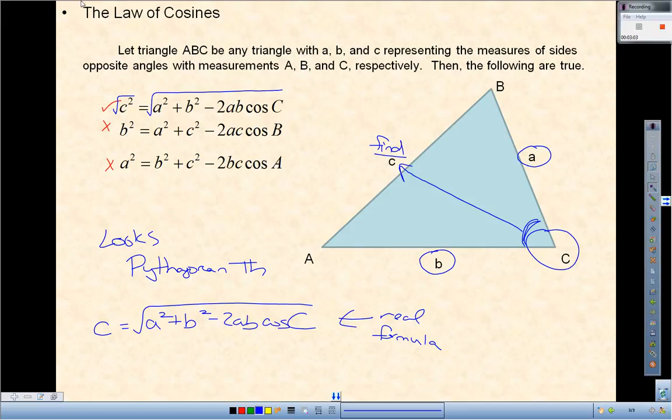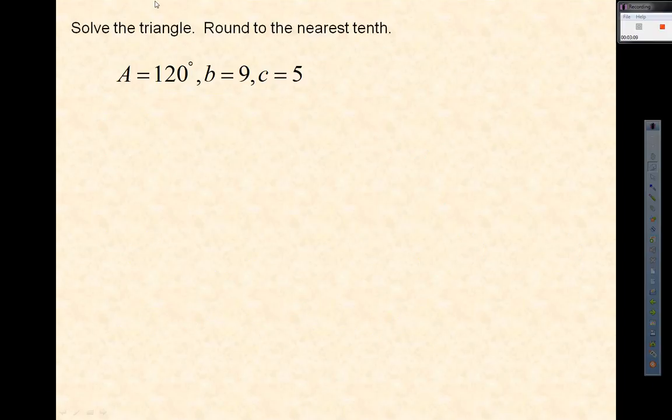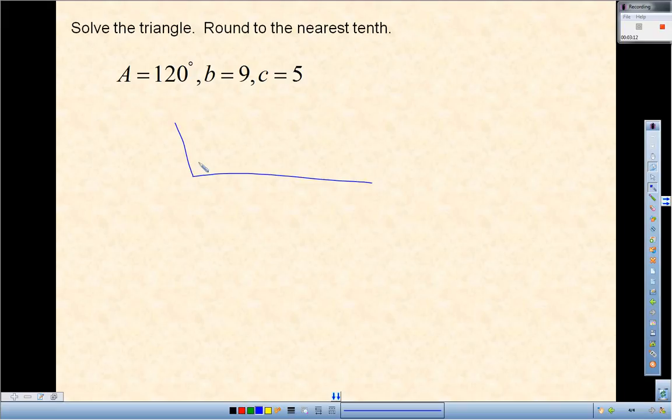Speaking of which, let's go ahead and look at an example. Let's say that I wanted you to solve the following triangle, and I tell you that angle A is 120 degrees. There's angle A. Side C is 5, and side B is 9. I want you to notice that I give you two sides and the included angle, so therefore I can find what the opposite side is of angle A. In other words, I can find side a using my law of cosines formula.